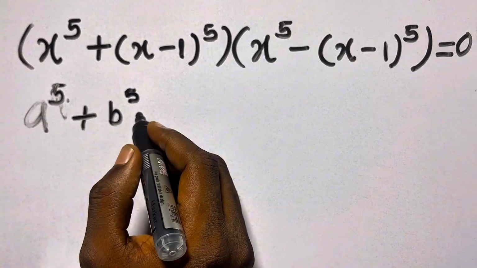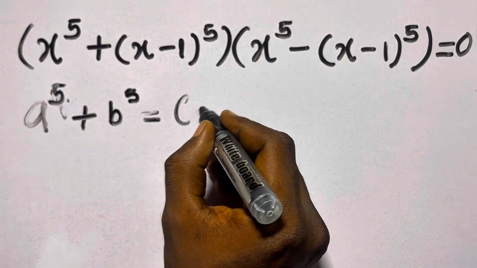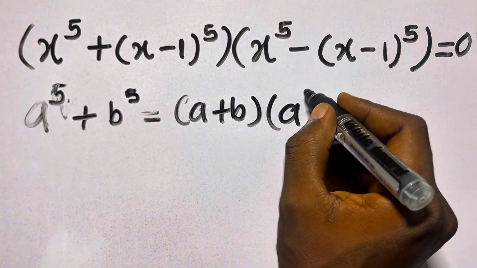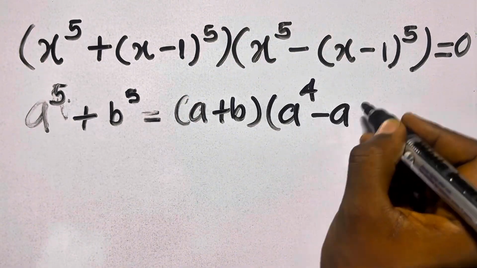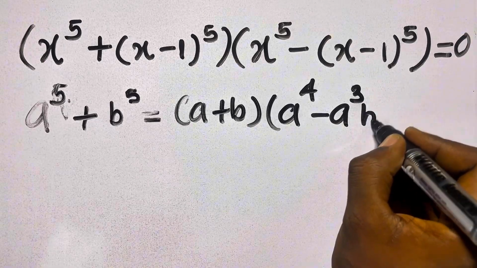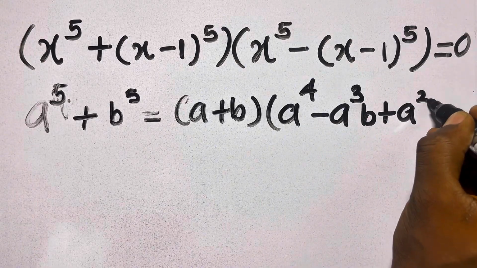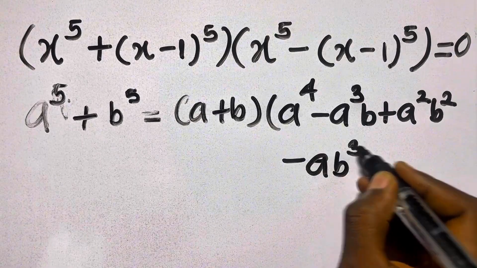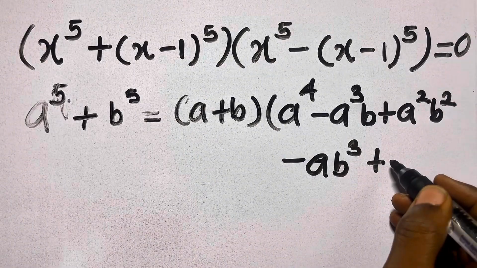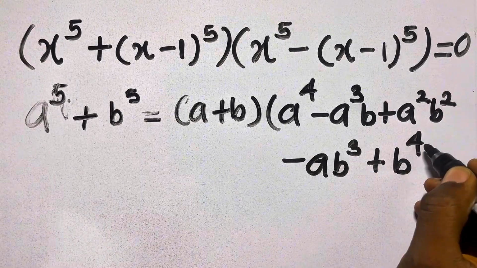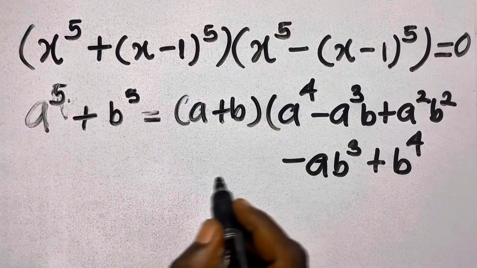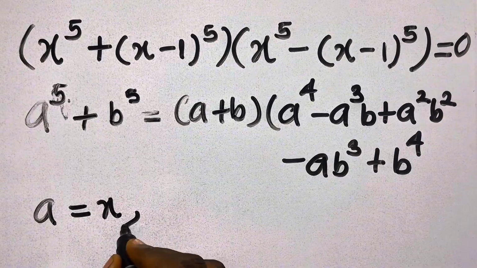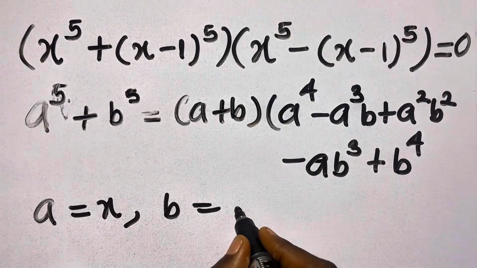Now if you want to express this, it will be a plus b, multiplied by a raised to the power 4 minus a raised to the power 3 b plus a squared b squared minus a b raised to the power 3 plus b raised to the power 4. By applying that, if you want to compare it with that, we have our a to be x and our b will be x minus 1.